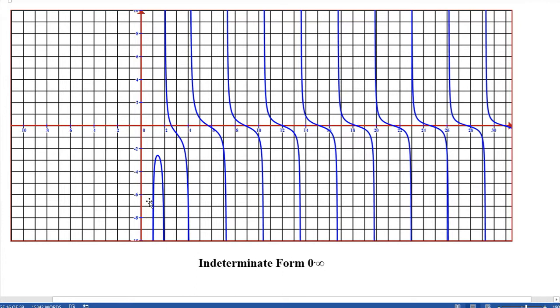Okay. Now in the next video, we're going to look at some more examples. We will not be able to apply L'Hopital's rule directly because they won't be in the form 0 over 0 or infinity over infinity, but rather 0 times infinity. But there's a way to manipulate them so that we can put them in a form where we can apply L'Hopital's rule.